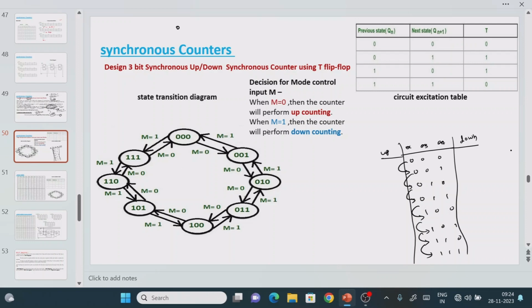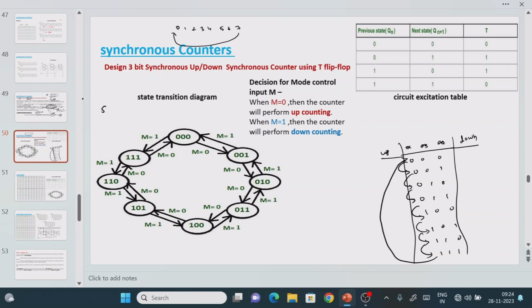It means that up counting is going to perform in incrementing order. Once the maximum count is reached, it will go back to the initial position. So for 7, what is the up counting value? It will return back to the initial position.